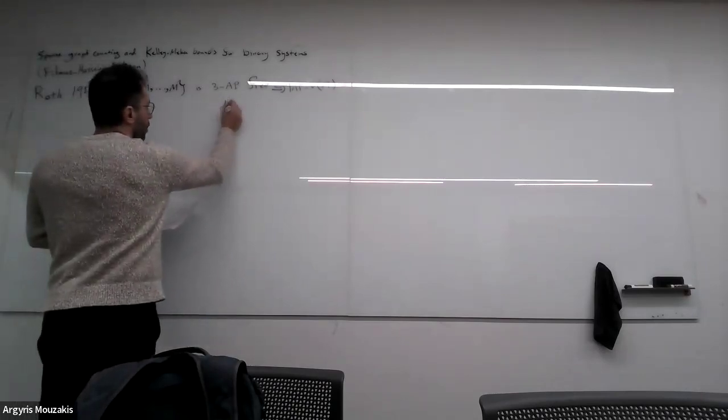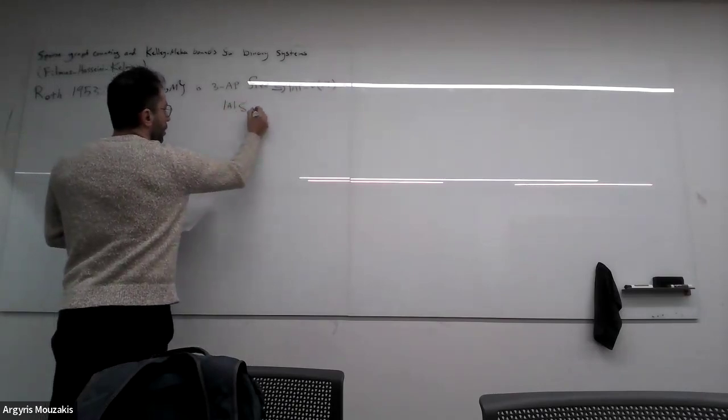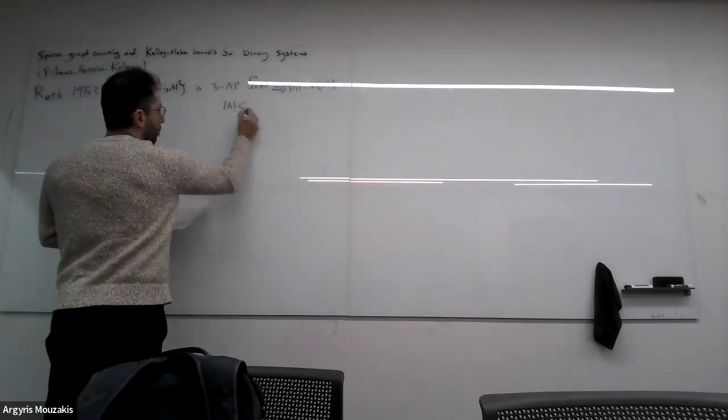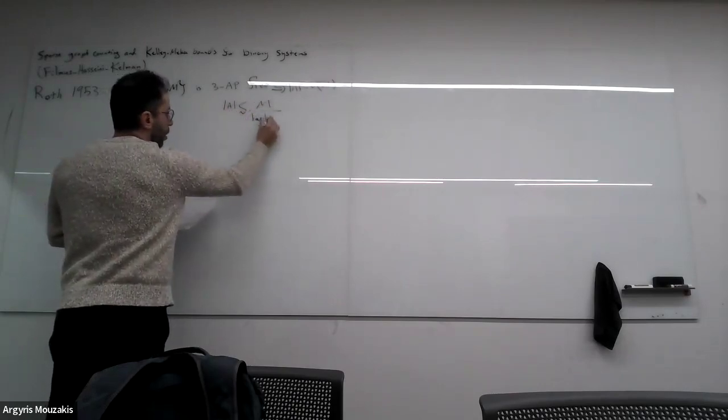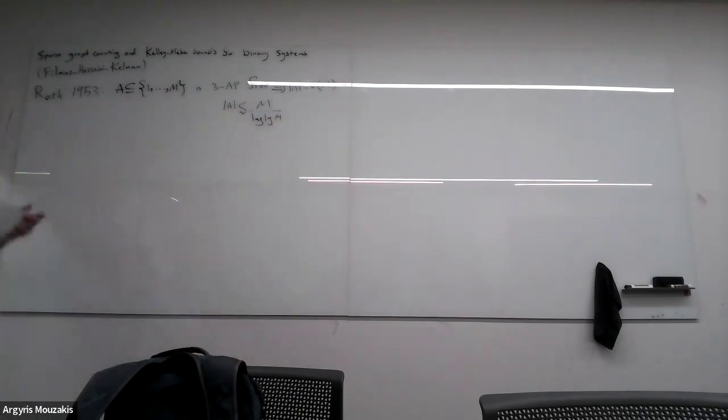And the precise bound that you get from Roth's proof is that actually this is at most, the curly O to hide the constants, m over log m. So slightly better than m. So this is what Roth's proof gives.